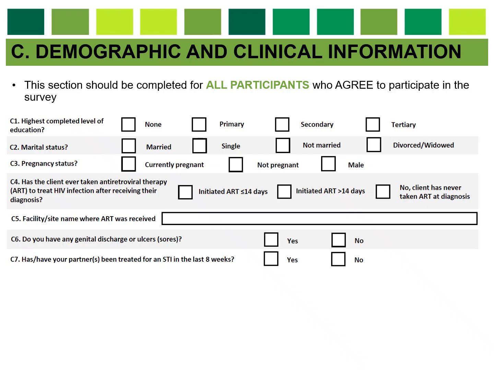If today is the first time the person knows that they have HIV, they would not have taken ART yet. So then we can say, no, the client has not taken ART at diagnosis. If the client is currently taking ART, please note the facility name in C5 where they started that ART. And then lastly, ask them if they have any genital discharge or ulcers, as well as whether their partner has been treated for an STI in the last 8 weeks.